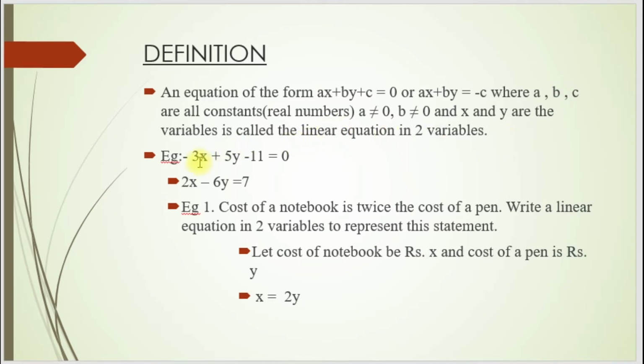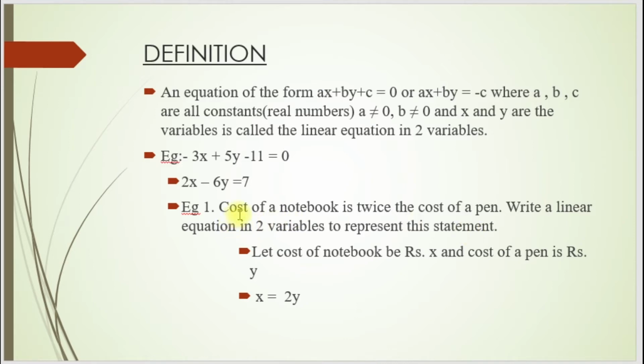For example, 3x plus 5y minus 11 is equal to 0. It is of the form ax plus by minus c is equal to 0. Here c can be plus or minus c. Then 2x minus 6y is equal to 7. Then these statement-like questions you can also expect.